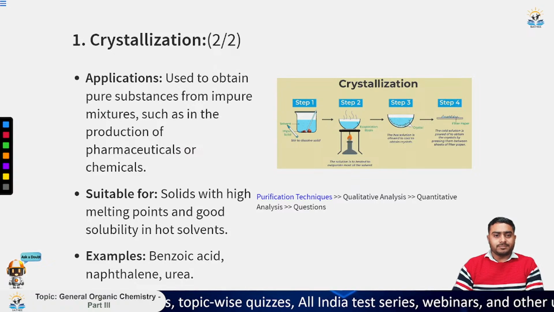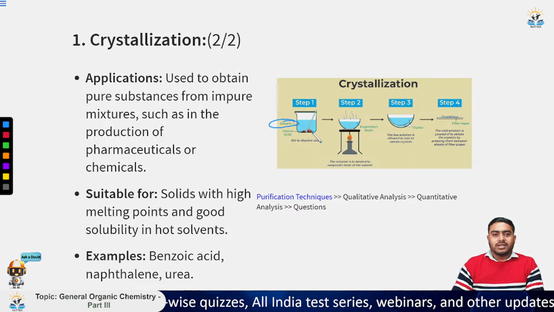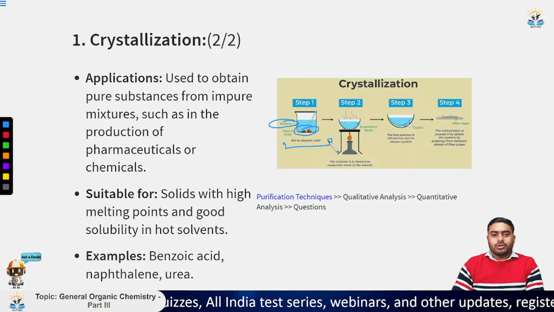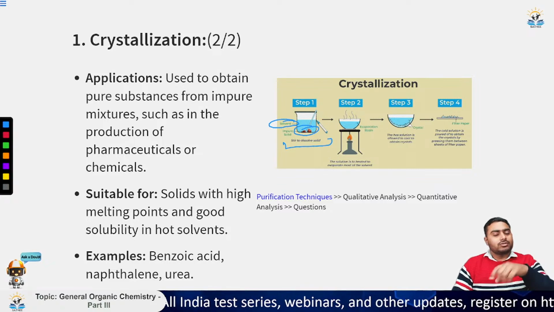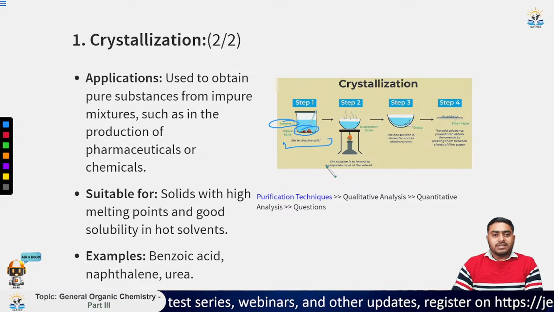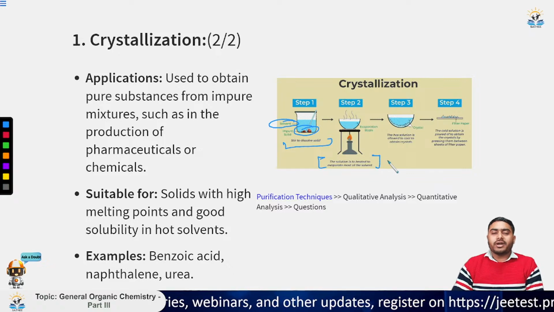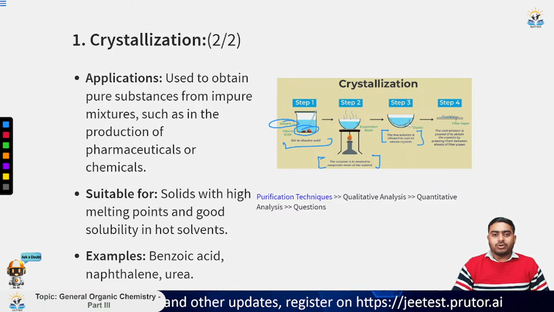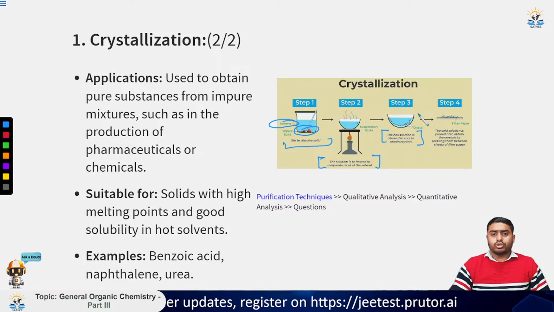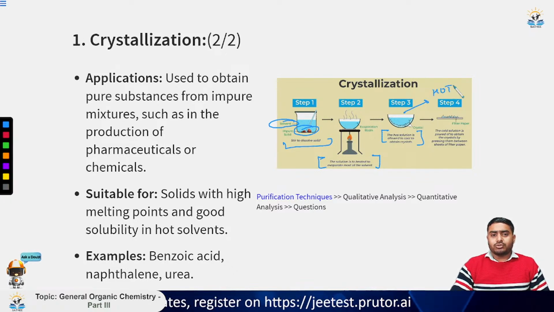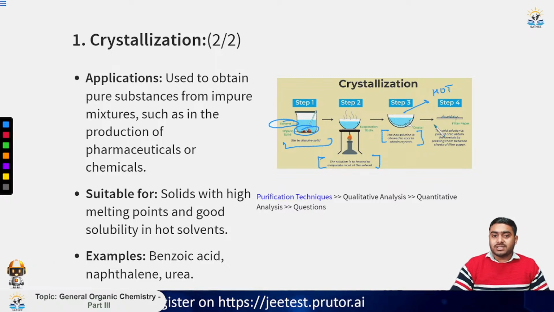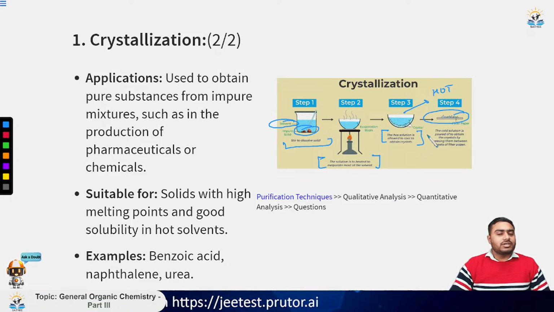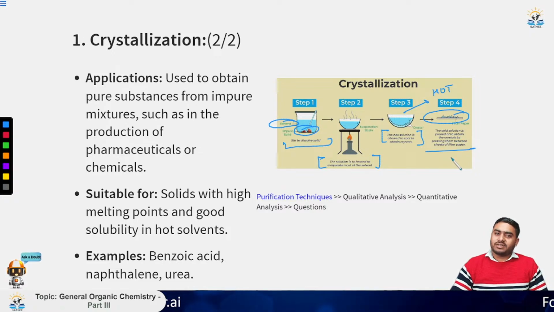You can see here the diagram. This is the solvent, this is the impure solid. You can use this glass rod to stir and dissolve the solid. Then the solution is to be heated to evaporate most of the solvent, so that you will get crystals. This hot solution is allowed to cool to obtain the crystals. On a filter paper you can obtain these crystals. The cold solution is poured off, and you obtain the crystals by pressing them between sheets of filter paper.